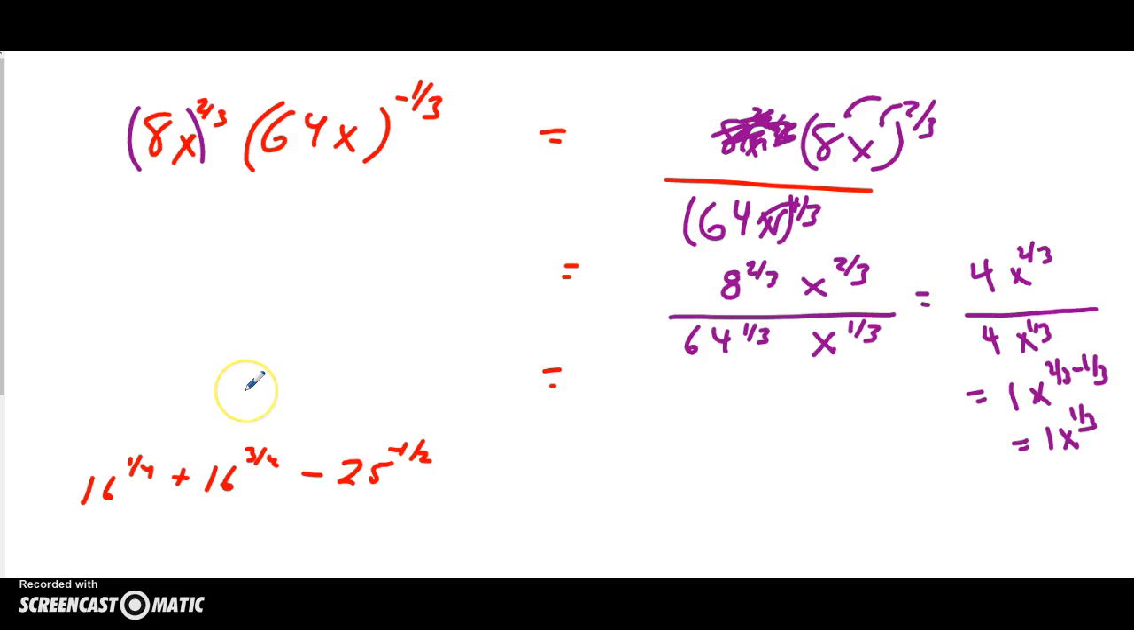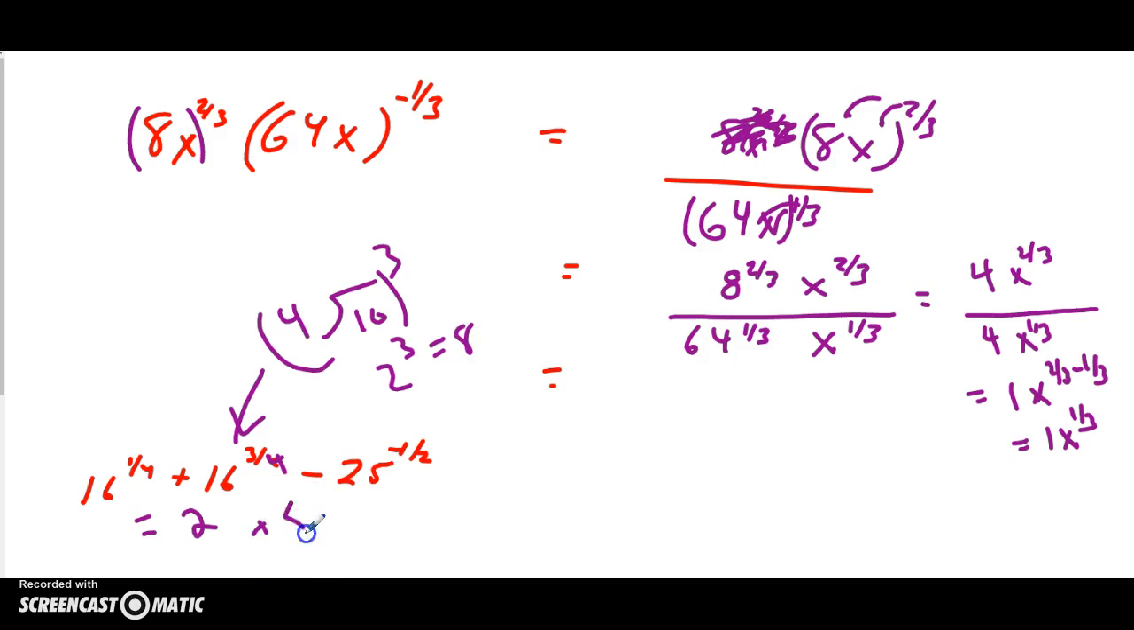If I have an adding or subtracting question, I just evaluate everything separately and then add them like I would normally. So the fourth root of 16: what times itself times itself times itself gets me 16? That's 2. Here I want the fourth root of 16, but then I want to cube it. The fourth root of 16 is 2, but 2 cubed is 8, so I'm going to have 8.